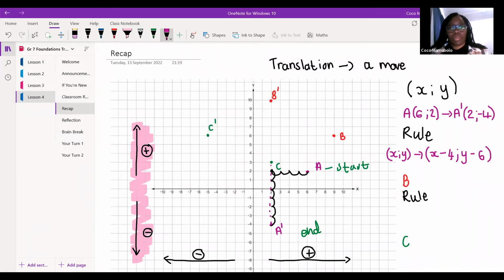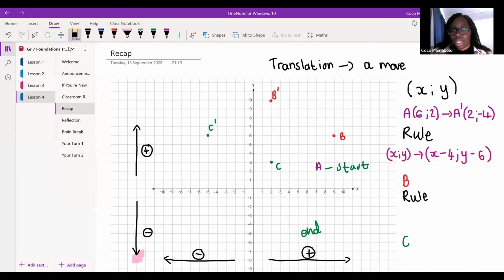Excellent. All right. We're going to try another one. We're going to try B. I'm going to remove A, otherwise it's going to start getting in the way of the others. Let's remove start and finish. All right, guys. We're going to move from B. This is my start, and this is my end.